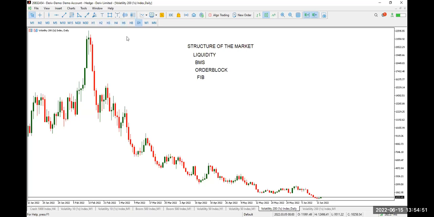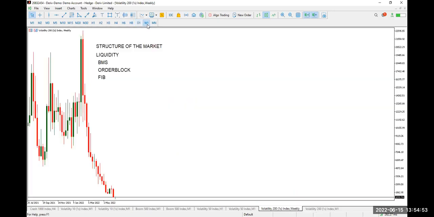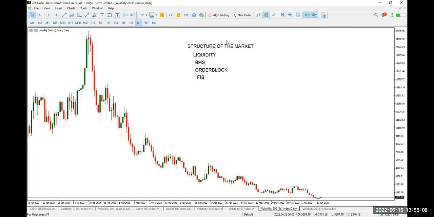This is daily. We are starting from daily because if you go to weekly, you see the weekly of this market is just bearish. Weekly is selling. Weekly is in a downtrend. Weekly is bearish. So let's move over to daily. This is daily. So we begin to analyze the daily structure of this market.